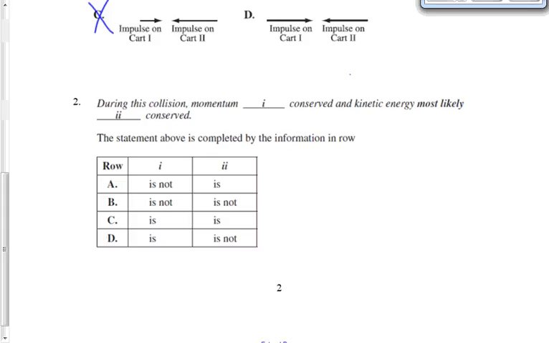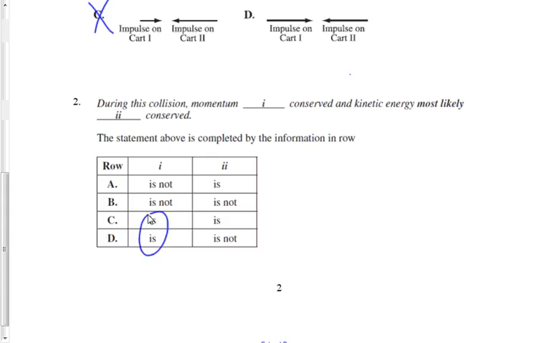During this collision, momentum blank conserved and kinetic energy most likely blank conserved. Notice that's bolded, so that means not for sure. Most likely, not for sure. Well, we know that momentum is conserved, right? If it's an isolated system, momentum has to be conserved. At least it's with either C or D.